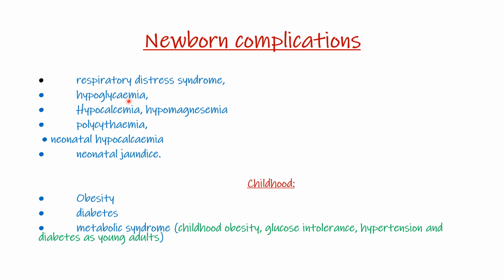So we'll have incidents where we'll have hypoglycemia, hypocalcemia, hypomagnesemia, polycythemia, and neonatal hypocalcemia as mentioned before, and neonatal jaundice. So in childhood, this baby will be predisposed to have diabetes, obesity, and metabolic syndrome, which is a combination of childhood obesity, glucose intolerance, hypertension, and diabetes as young adults.